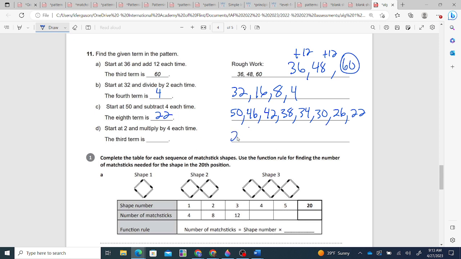Start with 2 and multiply by 4 each time. So what's 2 times 4? 8. What's 8 times 4? They said the third term, boom, 32. So anybody got any questions on this?